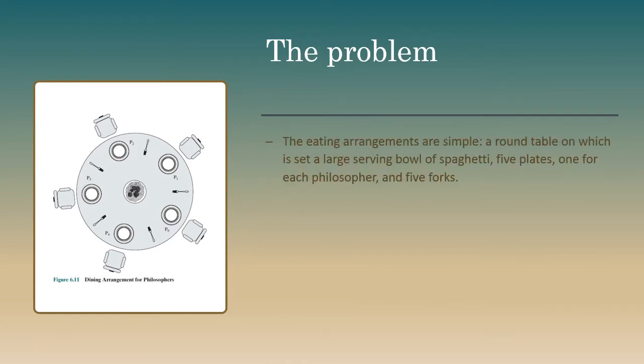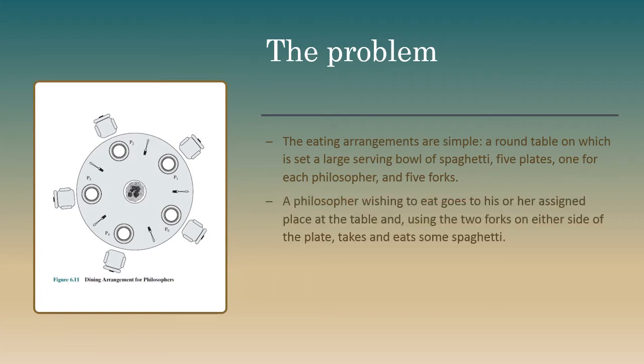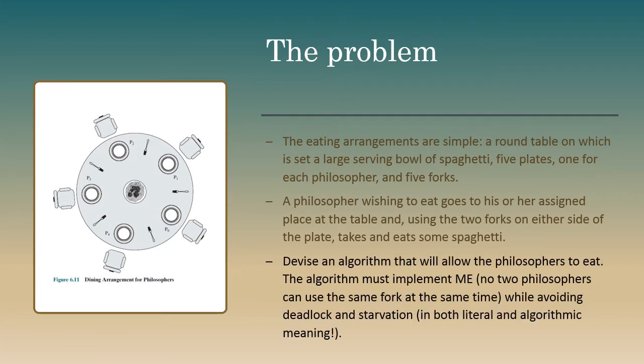The eating arrangements are simple. A round table on which is set a large serving bowl of spaghetti, five plates, one for each philosopher, and five forks. A philosopher wishing to eat goes to his or her assigned place at the table and, using the two forks on either side of the plate, takes and eats some spaghetti.